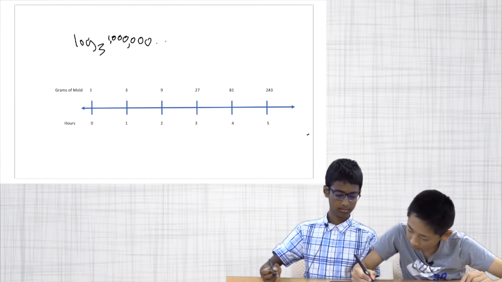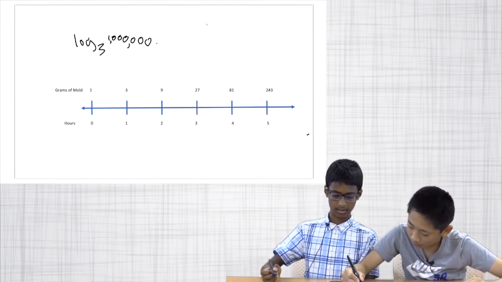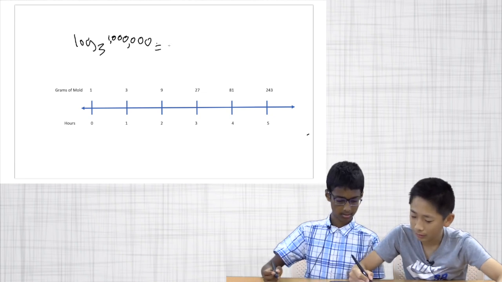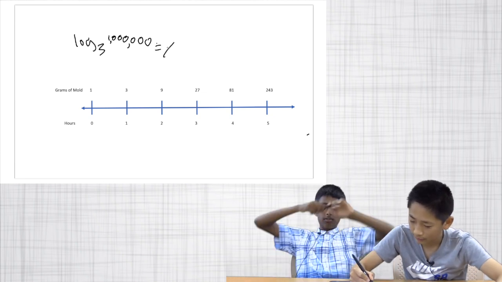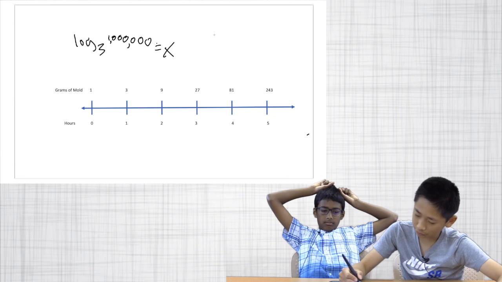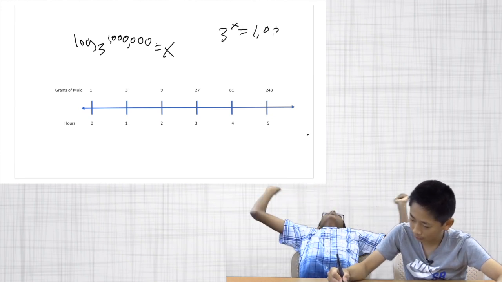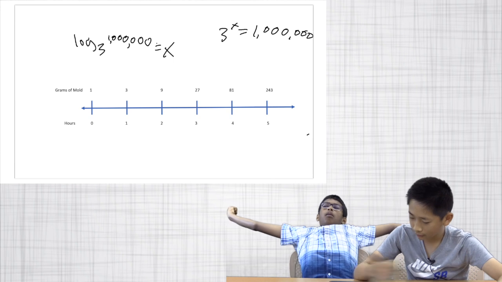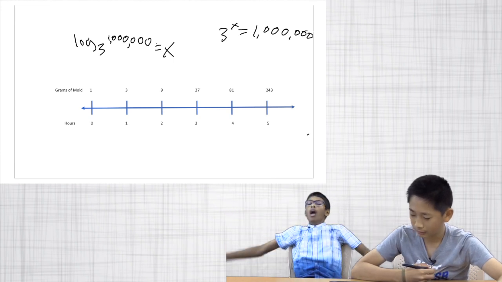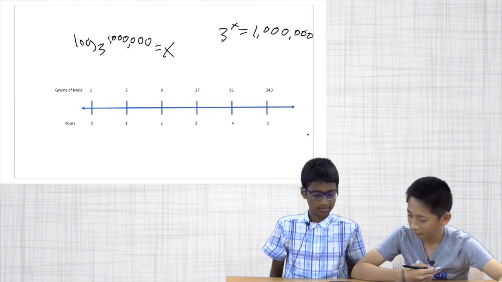Because you can rewrite it, if you put an equal sign and just put, I don't know, x. This would be equal to 3 to the x. 3 to the x equals 1,000,000. And why is that? It's because that's what log is.